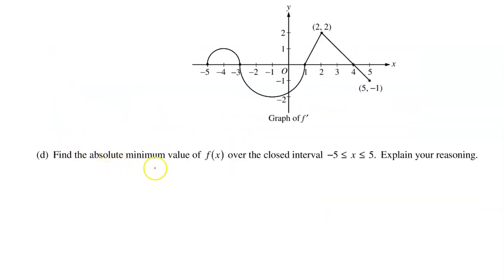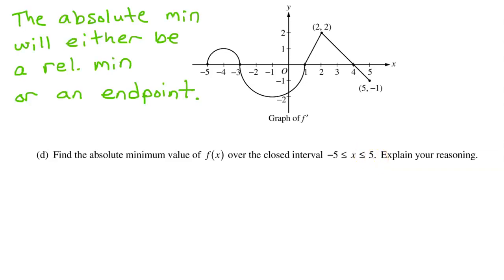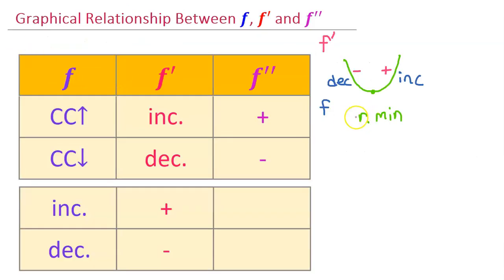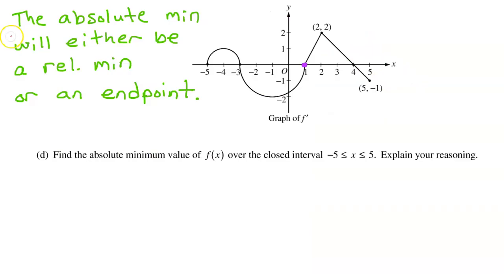Part D. Find the absolute minimum value of f of x over the closed interval from -5 to +5. Explain your reasoning. The absolute minimum will either be a relative minimum or an endpoint. Remember that at a relative minimum, the function will go from decreasing to increasing, which means that f prime will go from negative to positive.